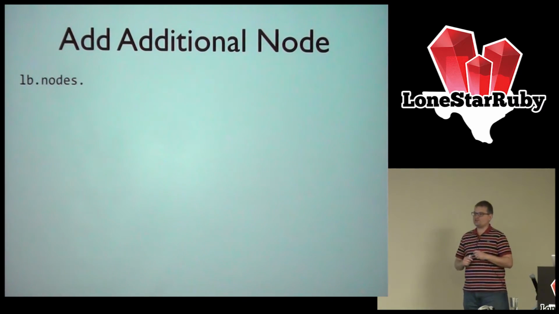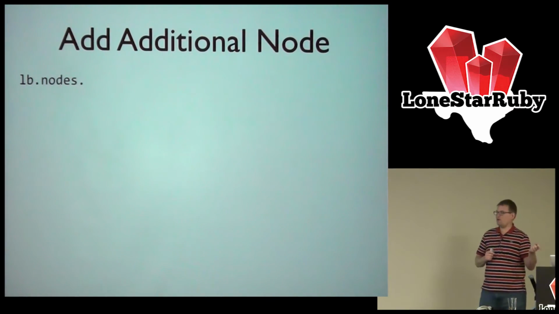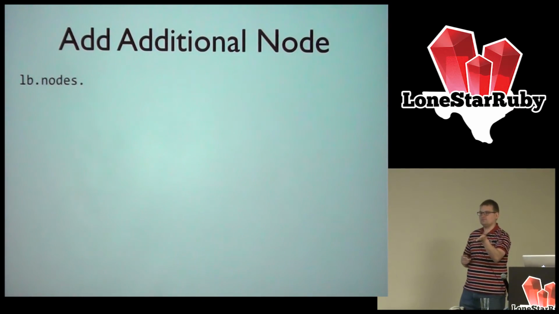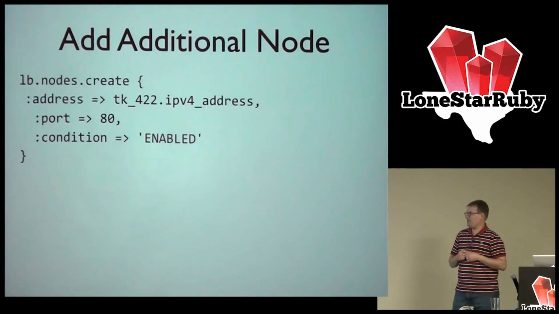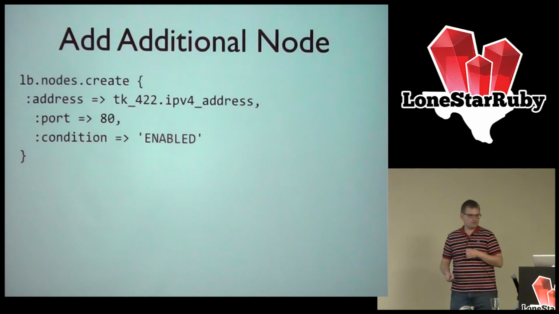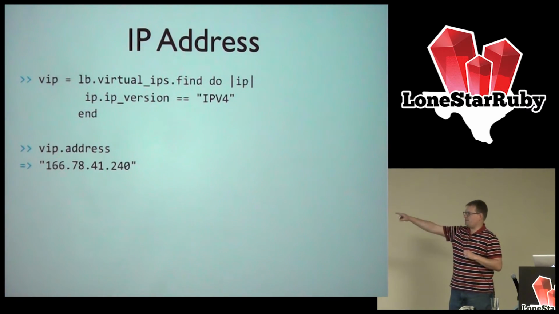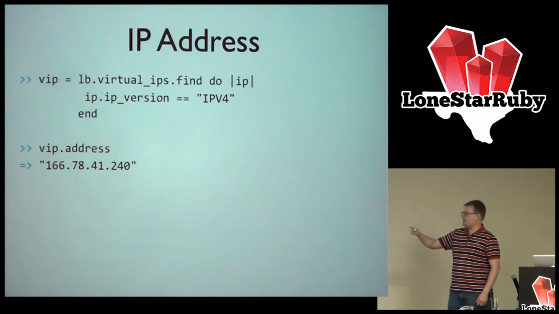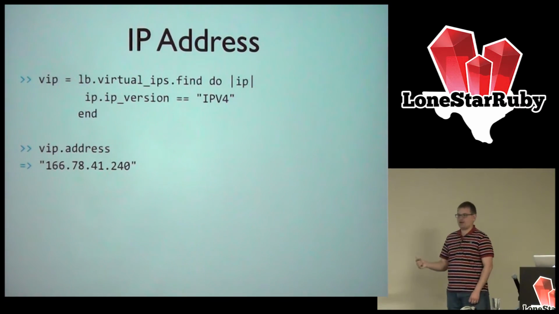We're going to do load balancers.nodes, which again is a collection that sits on our load balancer.create. Then we're going to go ahead and supply the same information we did for TK421. Now to get the address for that load balancer, we can do load balancer.virtual-IPs, and we're going to go ahead and locate the IPv4 version. Once I do that, I can do a virtual IP.address.